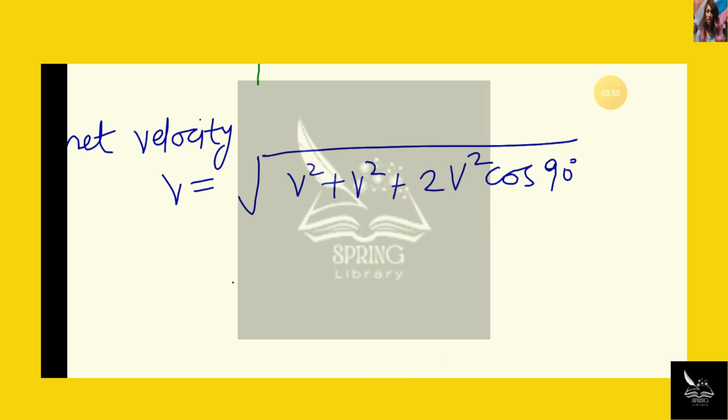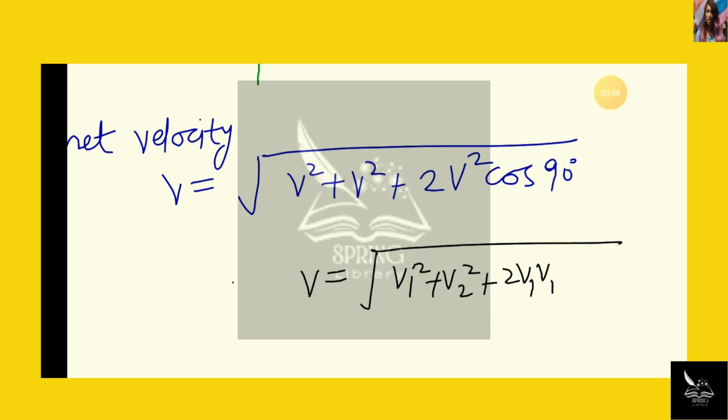The formula is v equals square root of v1 square plus v2 square plus 2 v1 v2 cos theta. After substituting v1 and v2 as the same velocity v, and theta as 90 degrees, I will get the net velocity of the two particles.